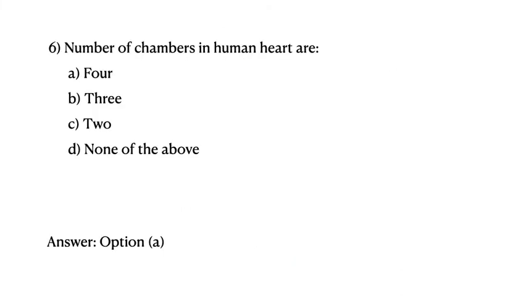Question number 6. Number of chambers in human heart are A 4, B 3, C 2, D none of the above. Now children, tell me how many chambers are there in human heart? Yes, there are 4 chambers in human heart, that is right atrium, left atrium, right ventricle, left ventricle. So here option A is the correct answer.